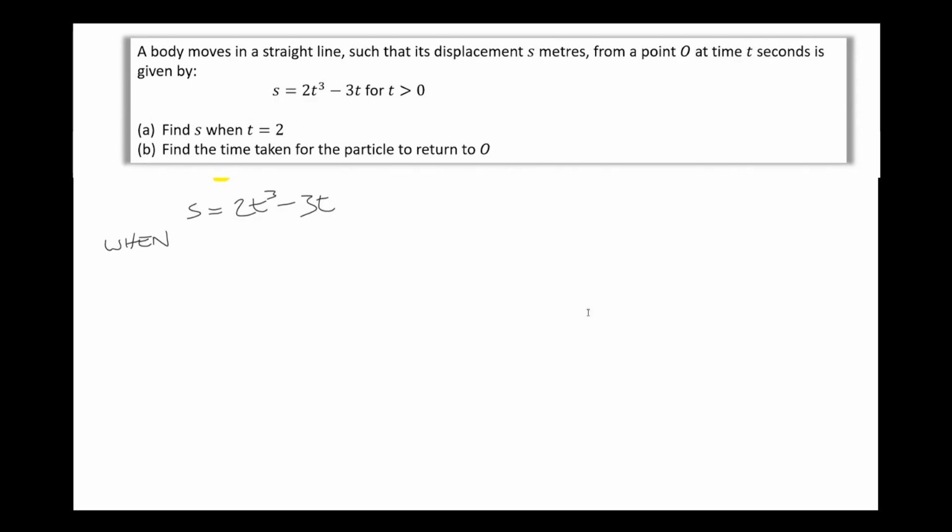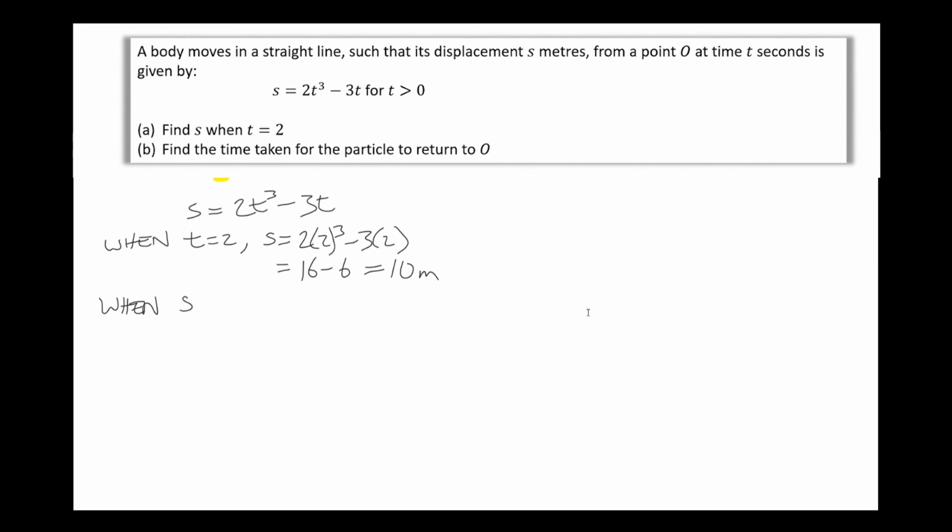In this question, we've been given the displacement function. So s equals 2t cubed minus 3t. We've been asked to find the displacement after 2 seconds. So we'll just substitute t equals 2. And that gives us 16 minus 6, or 10. So there's 10 meter displacement after 2 seconds. It's 10 meters away from its starting point.